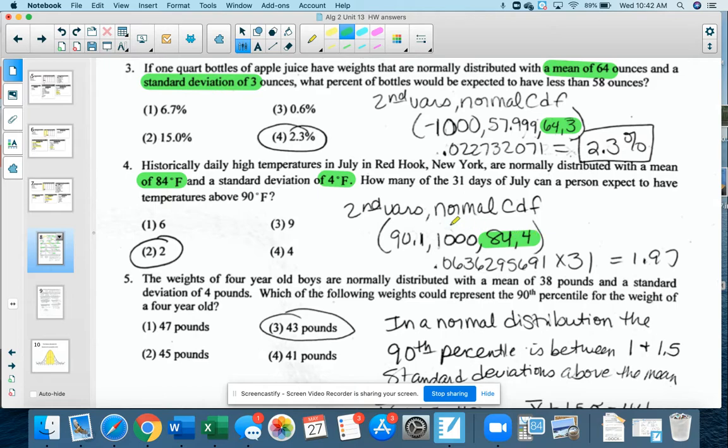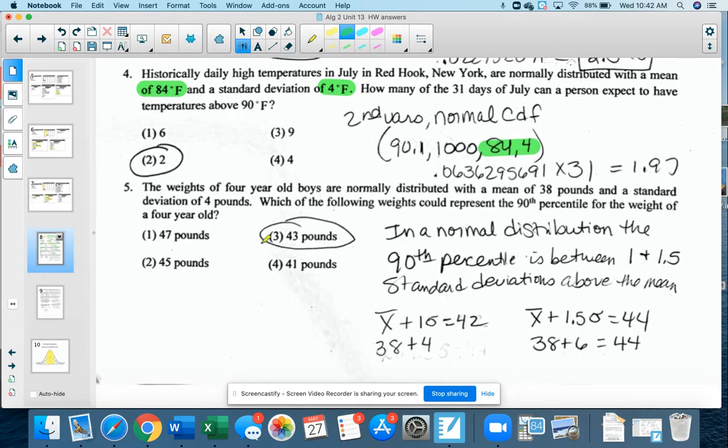The only thing that you really have to figure out, since they're going to give you the mean and the standard deviation, is that lower and that upper. If there is no upper, we use 1,000. If there is no lower, we use negative 1,000. All of these numbers go into my calculator, and it's 0.06362, but I don't want to know the percent. I want to know how many of the 31 days, so I multiply that by 31, and I get 1.97, and that is 2 days, because I'm going to round that off.